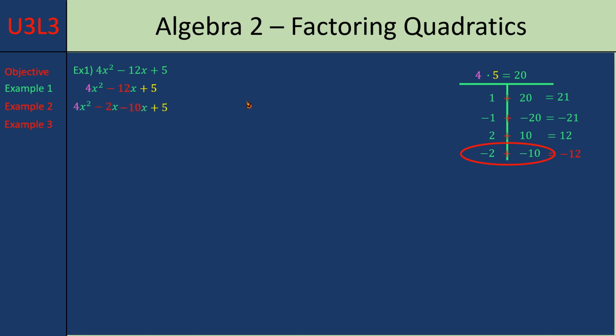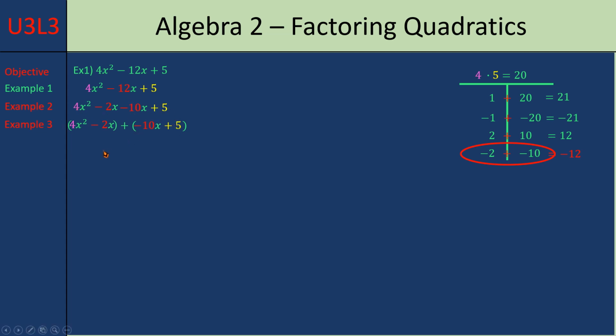So what happens is I keep the first term the same, but my negative 12 now splits into the two numbers I just found, so I have negative 2 and negative 10. And the positive 5 still stays there. From here, I can go ahead and split them into two groups. I put parentheses around them and put a plus sign in between. So I group the first two, and I group the last two.